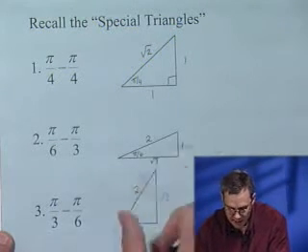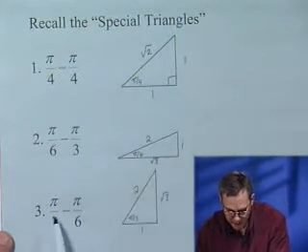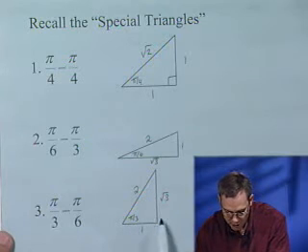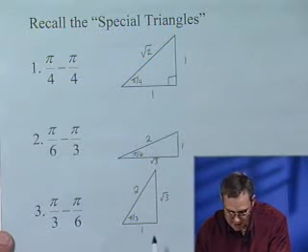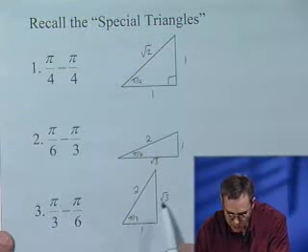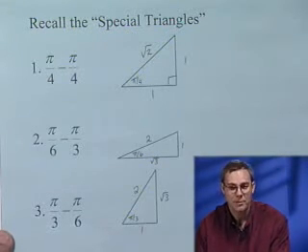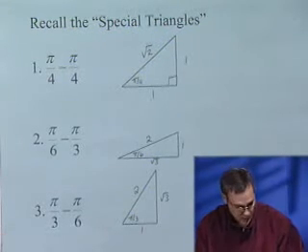And if I switched this triangle around and I had a pi over 3, pi over 6 right triangle, it still has the same relationship where the square root of 3 is always opposite the pi over 3. Okay? All right. So let's go back.